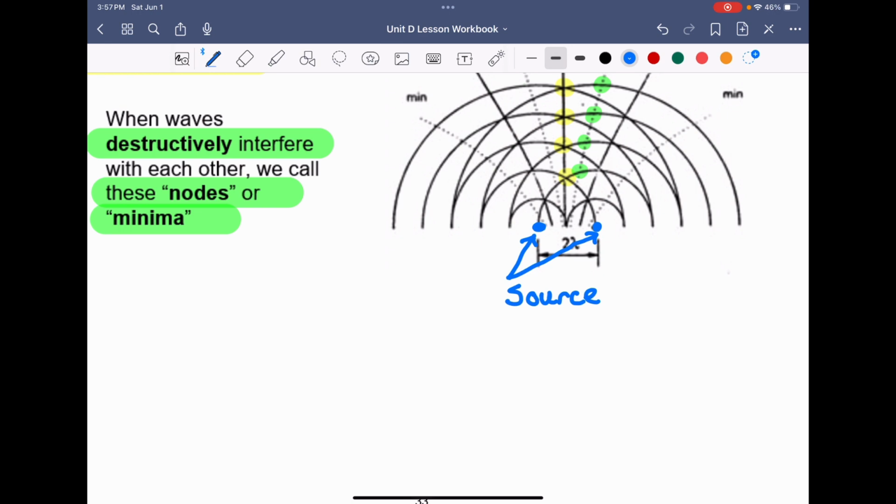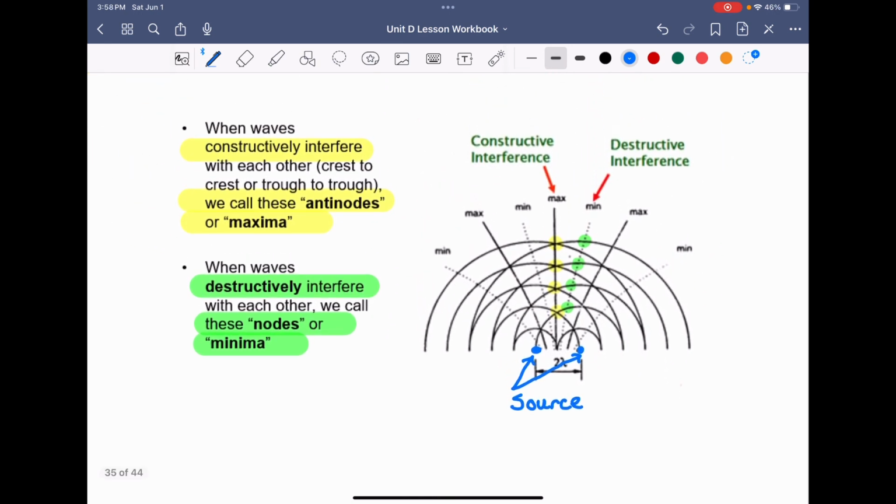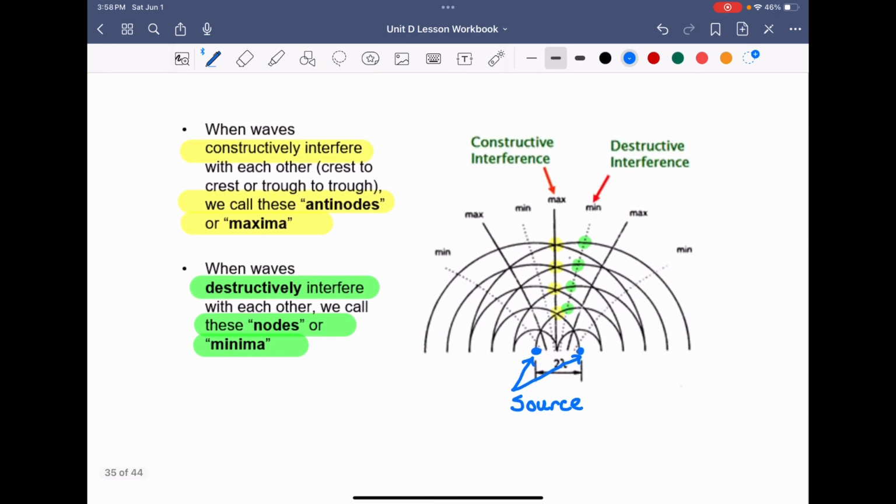Perfect. Now, again, because I don't know if I did a good enough job with the nodes and antinodes comment here: an antinode, you can think about it as going against the equilibrium. It's trying to displace itself from the equilibrium. So it's anti-equilibrium, anti-meeting at that equilibrium point, an antinode, or a maxima. When we look at destructive interference, it is called a node or a minima. It's a minimum displacement from the equilibrium position.